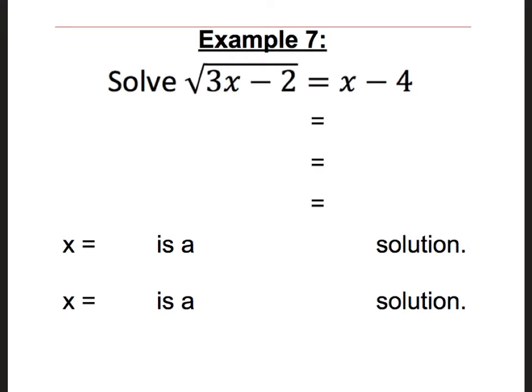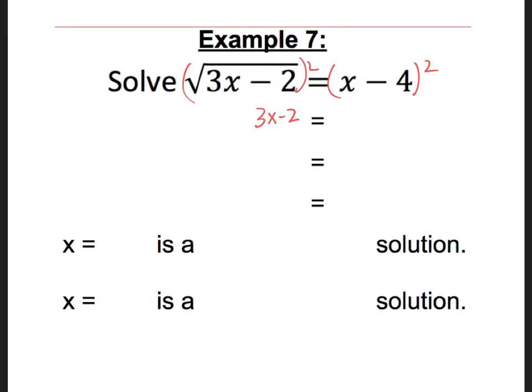Alright, for example 7, we're solving the square root of 3x minus 2 equals x minus 4. Just like our previous examples, you want to get the square root by itself, and notice for this one it's already by itself. So my first step is going to be to undo my square root. In order to do that, I have to square both sides. On the left side, that just cancels out my square root, so I'm left with 3x minus 2.